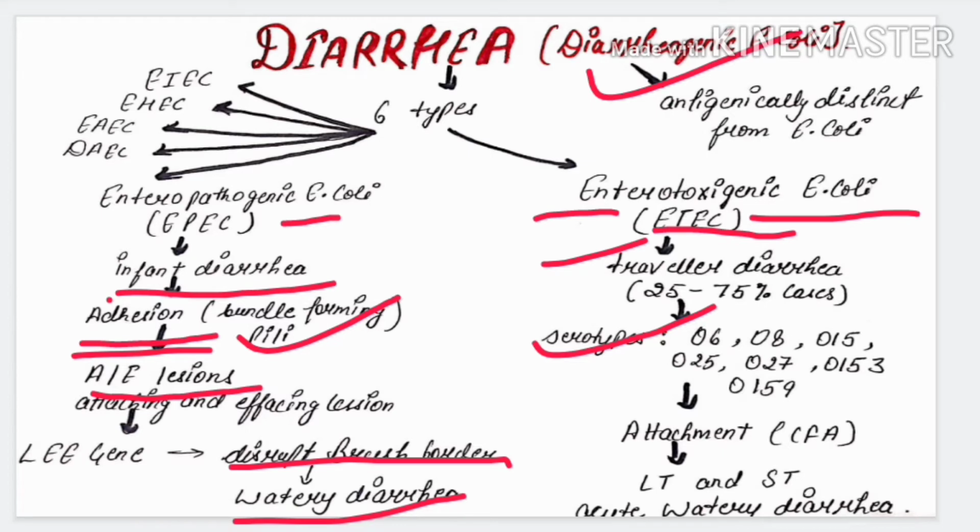In the same way ST, that is heat stable toxin, works. What will it do? It will attach to the intestinal epithelium, and it will increase the accumulation of cGMP, that is cyclic guanosine monophosphate, that will lead to fluid accumulation and result in diarrhea. We have already discussed these toxins in brief in our part 1 video. In this way it will cause watery diarrhea.